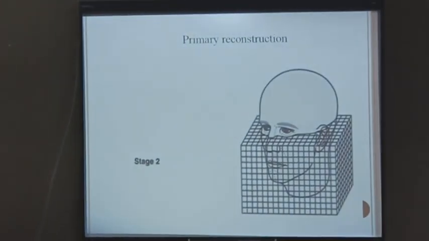Primary reconstruction. Now it has hit the detector. The detector is taking the information to the computer. When that happens, I told you, the computer does not understand ear, nose, mouth.